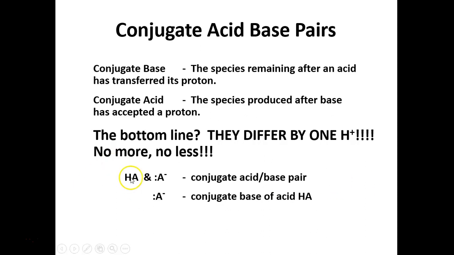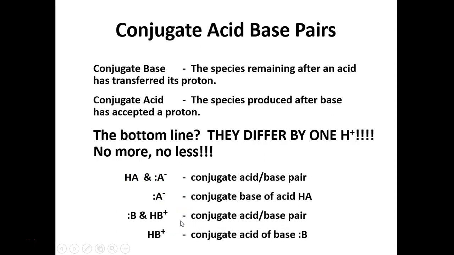All right, so for example, HA, our general form for an acid, and A- are a conjugate acid-base pair, where A- is the conjugate base that's formed by acid HA. And B and HB+ are a conjugate acid-base pair, where HB+ is the conjugate acid formed by the base B. Now, let's look at these conjugates. A- is a conjugate base, and now it could accept a proton, so that's why it's a base. HB+, now it could donate a proton, and that's why it's an acid.